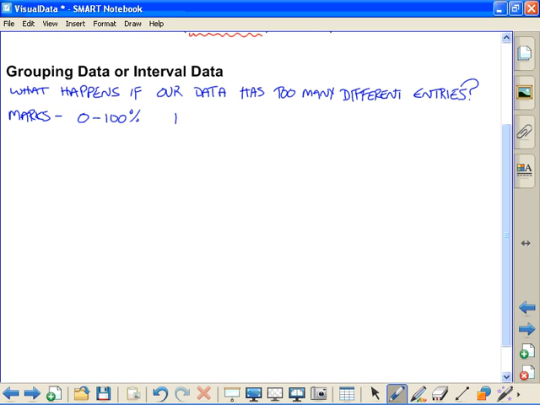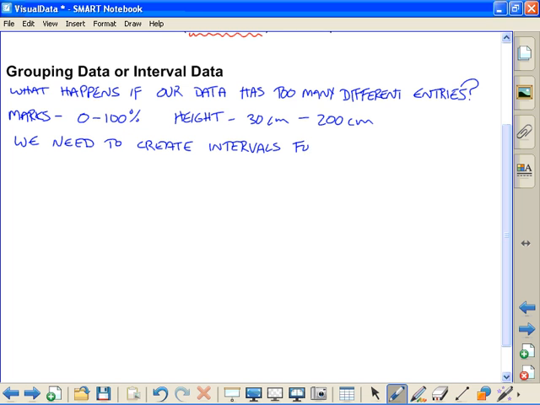What about height? Height could extend, if you're going from a small child up, from 30 centimeters all the way up to 200 centimeters. So are you going to have 170 entries in your chart? The answer is no, obviously. So what we need to do is create intervals for the data.